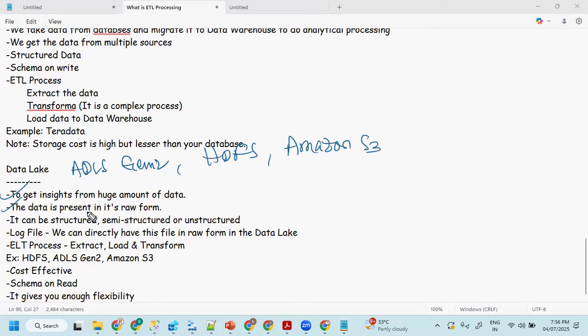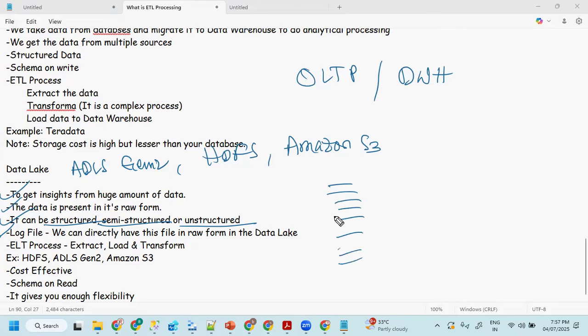The data is going to be stored in raw form. We are going to see each and every point, and we can store structured, semi-structured, and unstructured data. This is not possible in OLTP and DWH. For example, log files: logs capture how exactly the log is generated. If you have an application, the logs will be captured, and if they want to analyze the business logs, they will store the log files in the data lake.